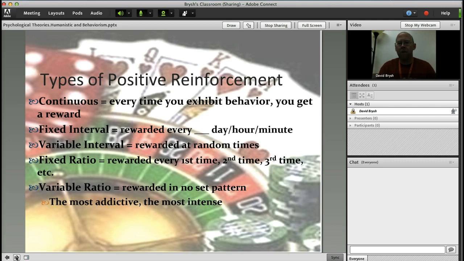Now I'm not going to do that forever, right? They're not going to be 14 and I'm going to get them an M&M when they go potty and be like, oh, good girl or good boy, you went potty, here's your M&M. So it's not going to be forever. But continuous means that every time they exhibit the behavior, you get a reward. And that makes the behavior happen a whole lot more frequently right at the beginning, right? Because the person gets a reward every time.